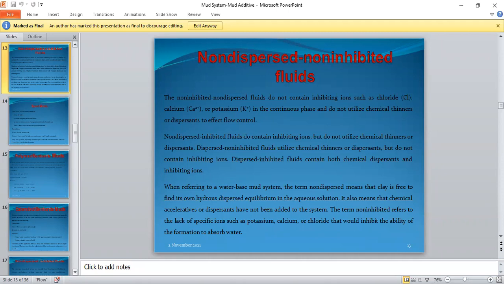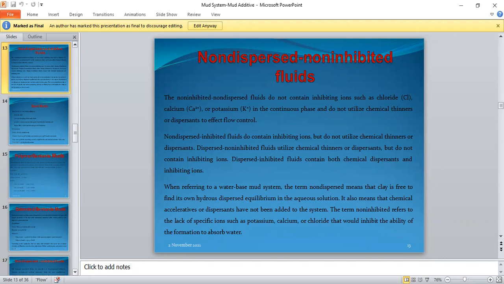When we talk about chemical thinners, if your mud is too viscous, you put a thinner. Thinner as in the same word thinner you use in paint. Your mud is too thick, you want to make it light, you are thinning the mud. That is the terminology. So we don't have thinner to make the viscosity less. We don't have those things in the mud. Non-dispersed inhibited fluids contain inhibiting ions, but do not utilize chemical thinners or dispersants.